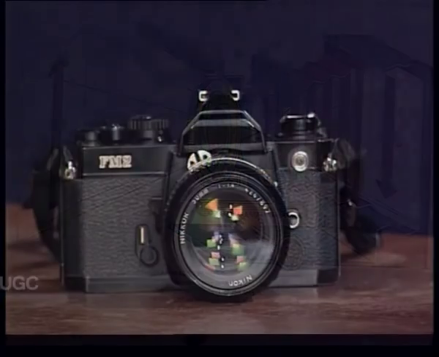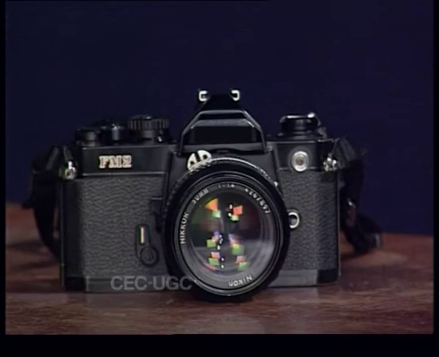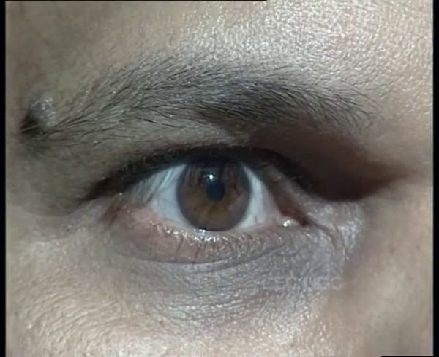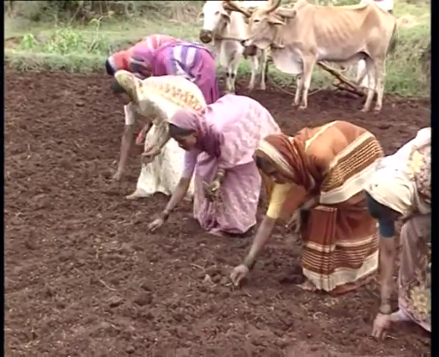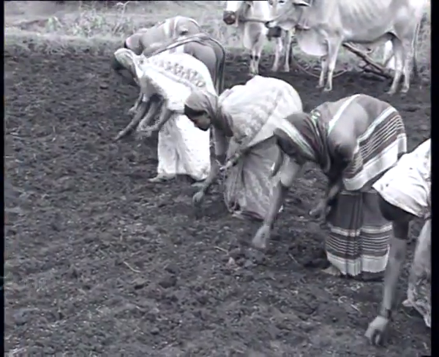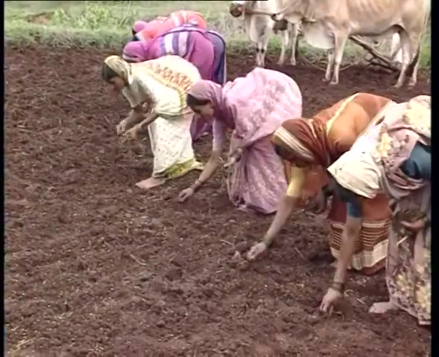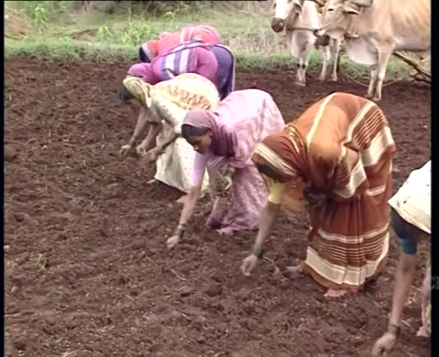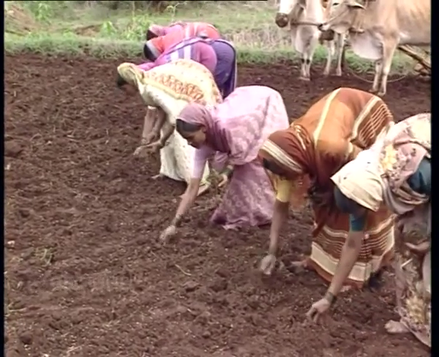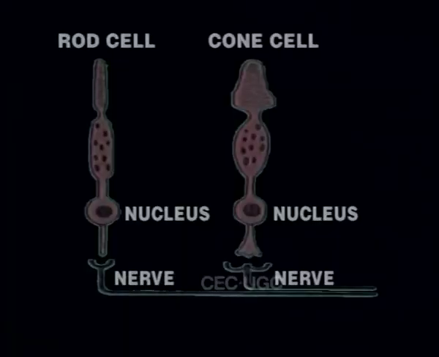In fact, the camera is perhaps the only machine directly modeled on a sense organ. However, the eye differs from the camera in one respect. The eye takes two simultaneous pictures, one in black and white and one in color. To see colors, we have special cells in the retina called cones. The other cells, called rods, register only black and white.